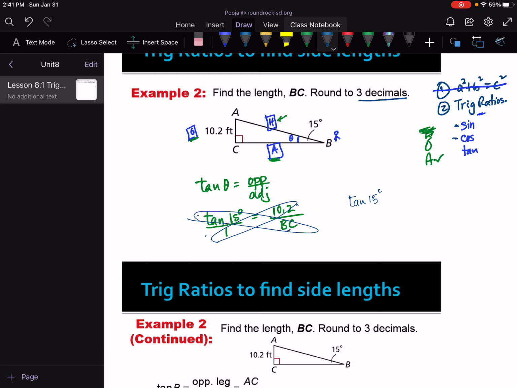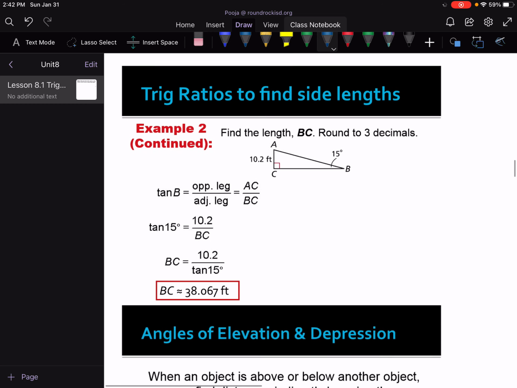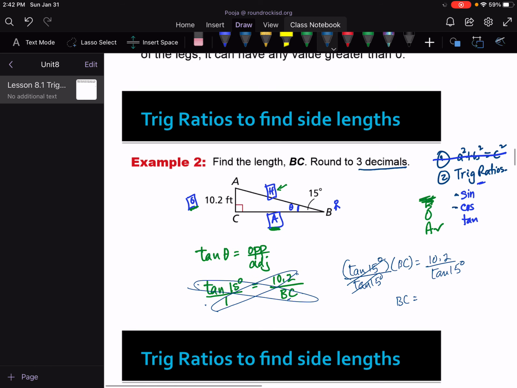Then, from here, cross multiply: tangent 15 times BC equals 10.2. I'm trying to find BC, so I'm going to divide both sides by tangent of 15 degrees. When I pick up my calculator and go 10.2 divided by tangent of 15, as long as I plugged in correctly and as long as my mode is in degrees, I will directly get the measure of BC, which is 38.067.